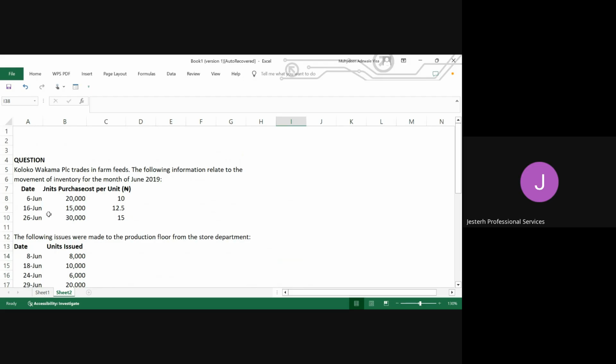Now on the 16th, they decide to purchase another product.